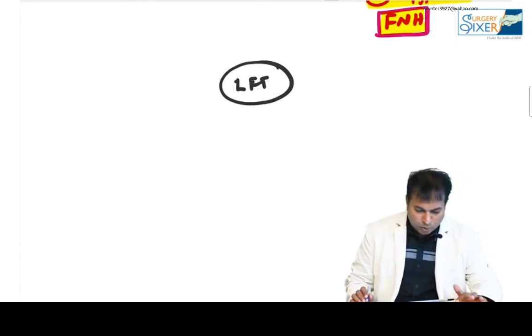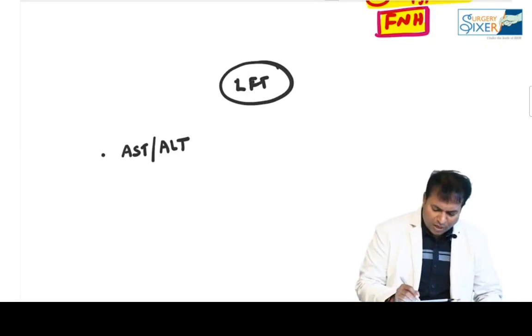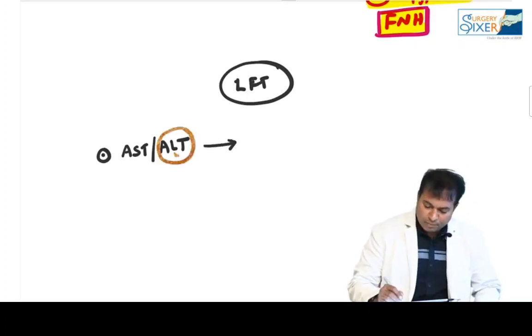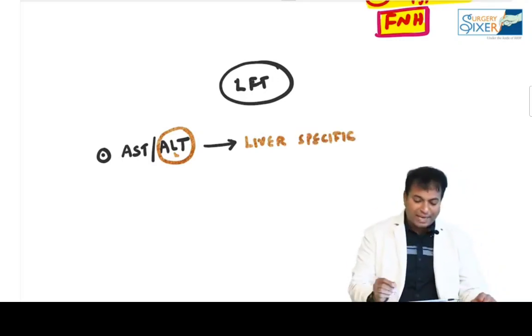And certain liver function tests we have to know for your exams. Certain liver function tests I want you to know for your exams. They are the following. The liver function tests are aspartate transaminase and alanine transaminase. Very commonly done LFT, and in this ALT is more specific for liver. ALT. So remember L is there. So more liver specific is ALT. Please don't forget ALT is more liver specific.